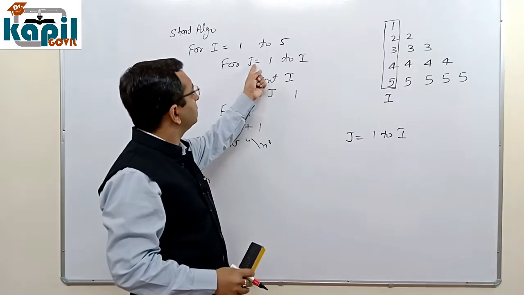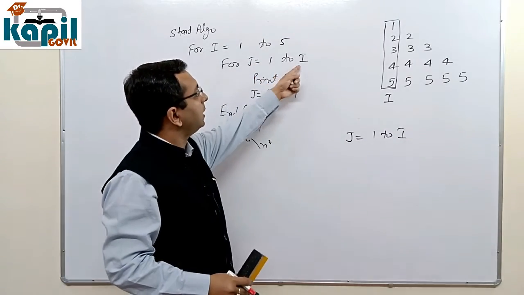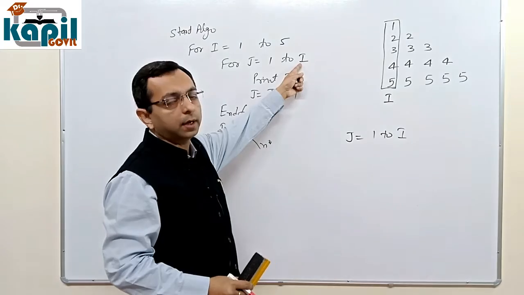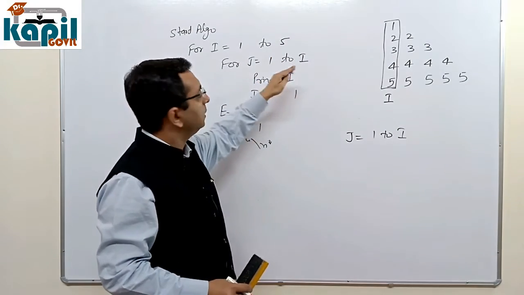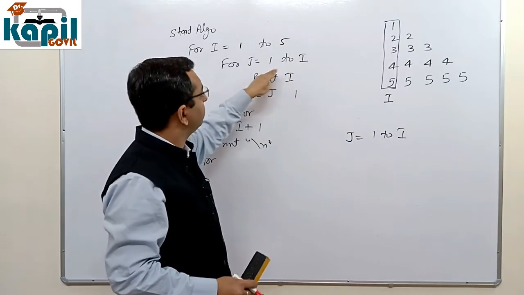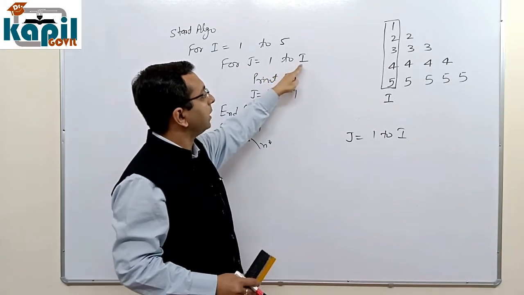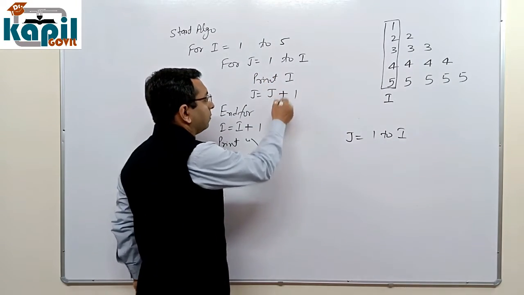Now J is 1 to I. It means what is the maximum value of I? That is 5. So we have to increase it because it is going from 1 to 5. So we have to increase by 1.